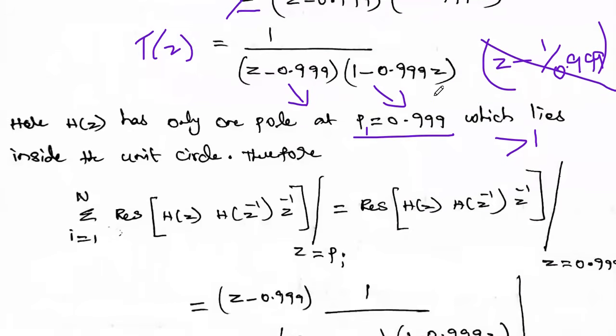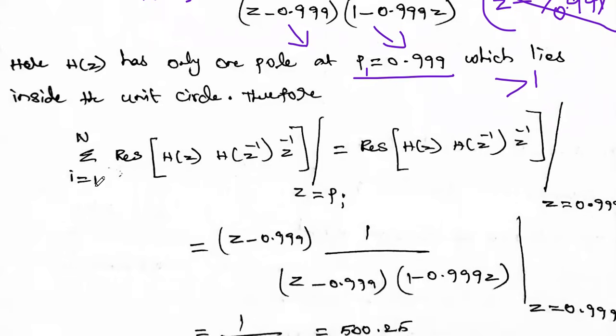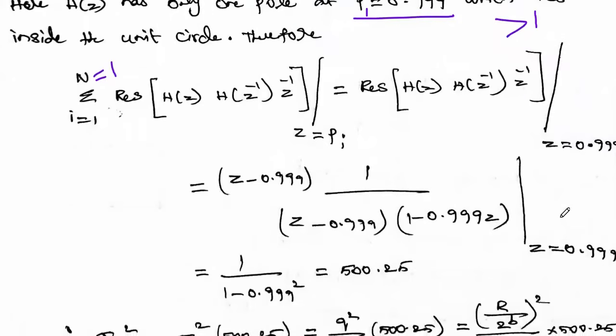So for the first pole we have to calculate the residue. Therefore, the summation over i equal to 1 to n of the residue at z equal to pi. Here the n value is only 1, because only one pole is located inside the unit circle, so there is no need of the summation. Only one residue we have to calculate, the residue of this function at z equal to 0.999.